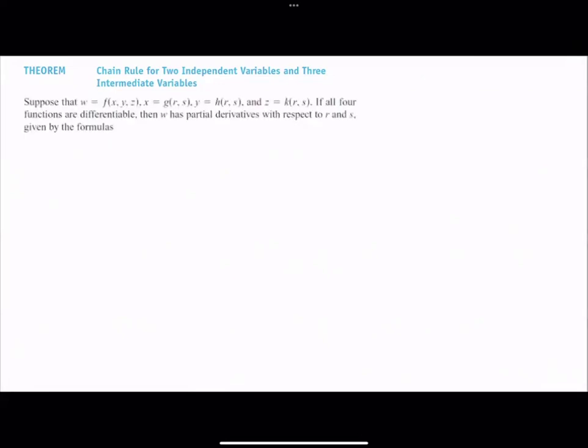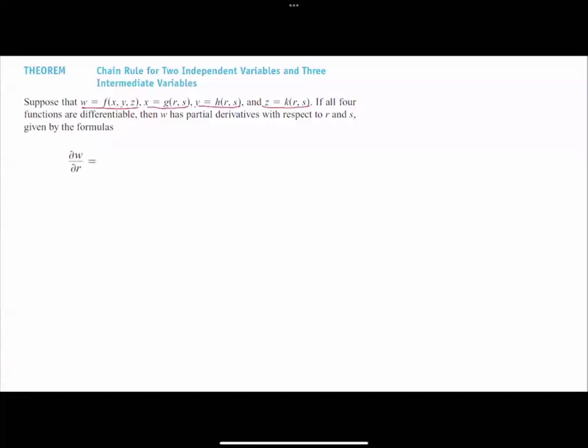The chain rule for 2 independent variables and 3 intermediate variables. Suppose you have a function W in 3 free variables. X is a function of R and S. Y is a function of R and S. Z is also a function of 2 variables R and S. If all 4 functions are differentiable, then W has partial derivatives with respect to R and S given by the following.